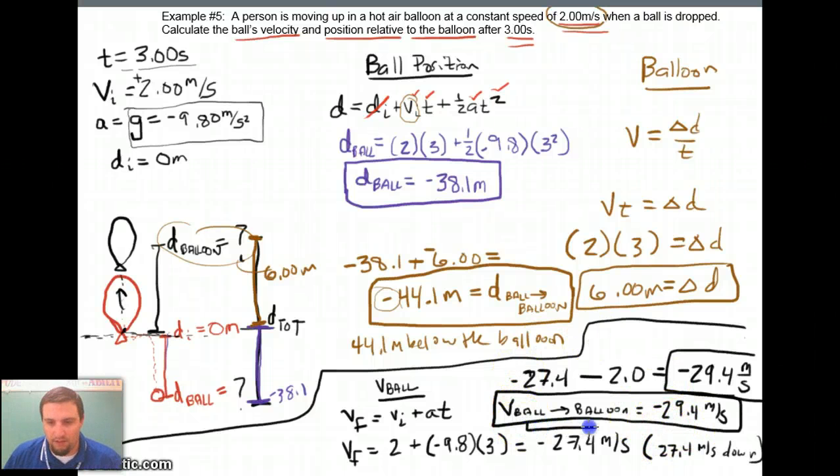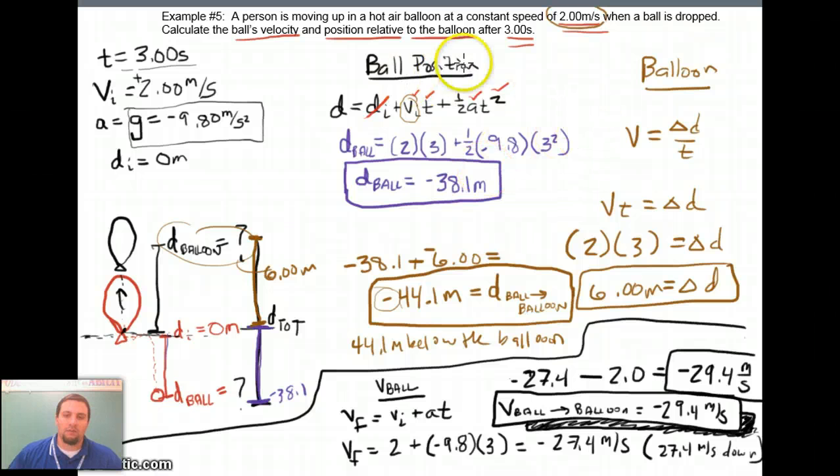Because you are moving 2 meters every second upward, the ball is moving 27.4 meters downward. So relative to the balloon, the ball's velocity would be the difference of the two. So it would be a total of 29.4 meters every second. So guys, this problem's tough, I understand. But just in a problem like this, draw a picture and break it up into sections.